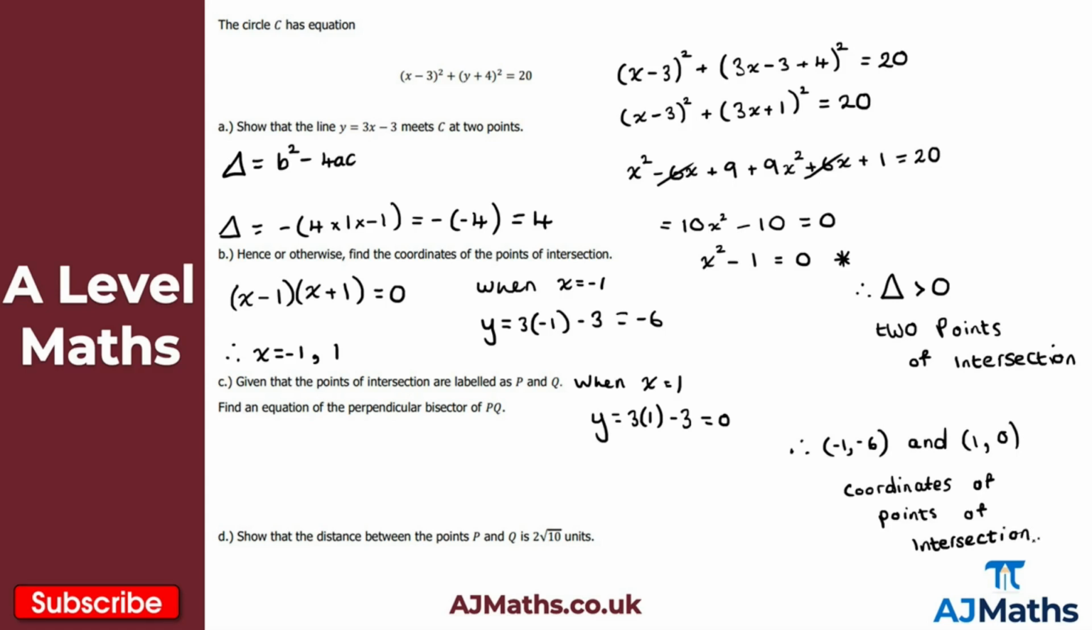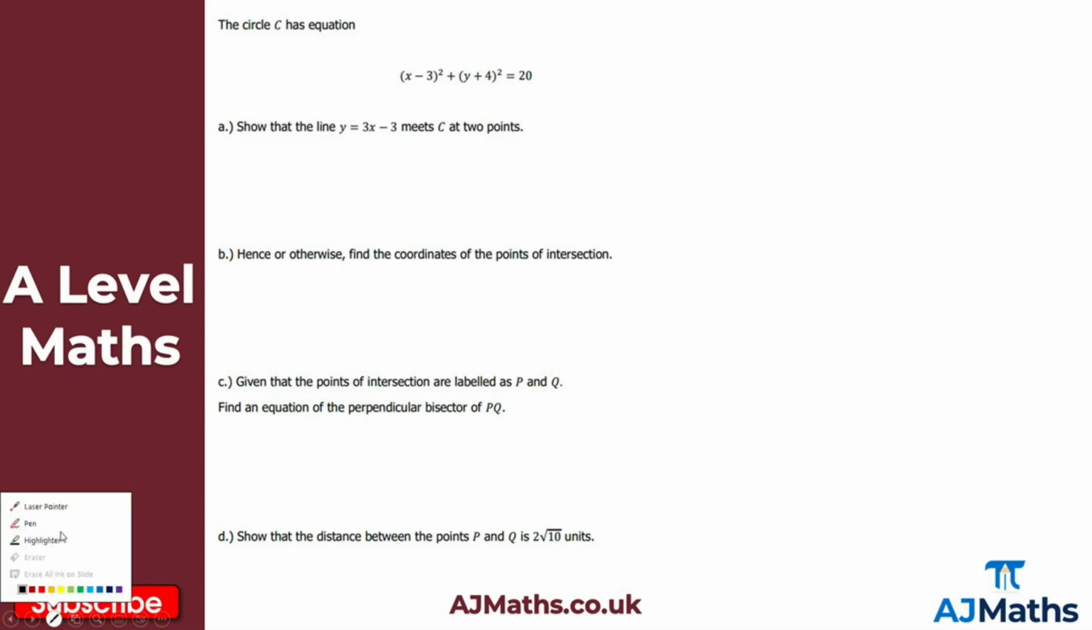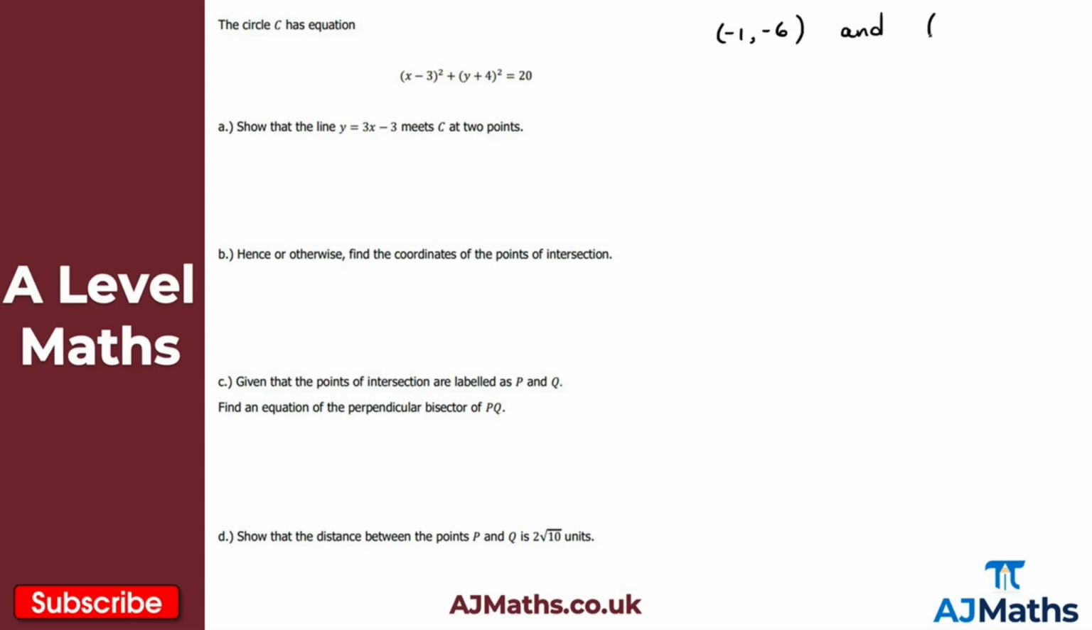What we're going to do now is clear the screen because part A and B have pretty much taken up the full screen. Do take a note if you don't already have these. We will need these coordinates now for C and D. So we'll just quickly clear that. So I had minus 1, minus 6, and 1, 0. Those were the coordinates of the points of intersection.